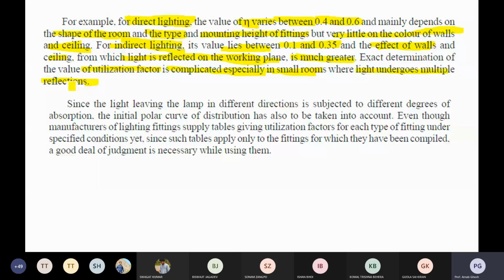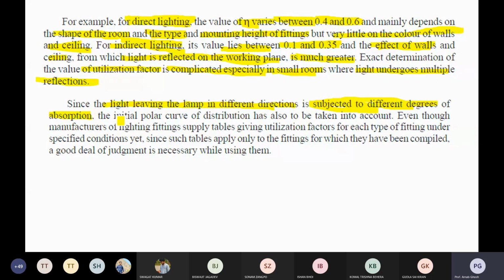Since the light leaving the lamp goes in different directions, it is subject to different degrees of reflection. Different angle positioning of the reflector may cause different degrees of reflection and absorption. In the case of indirect lighting, absorption will be there, and the initial polar curve of the distribution has to be taken into account.